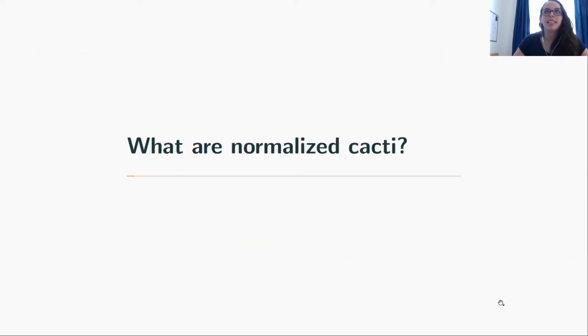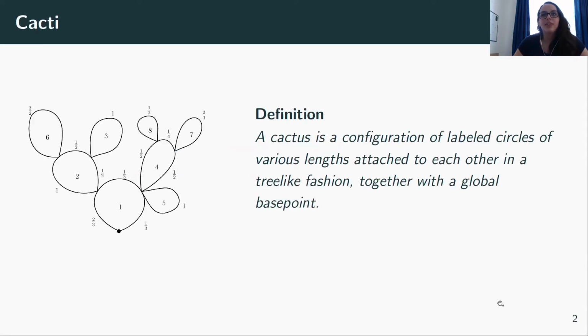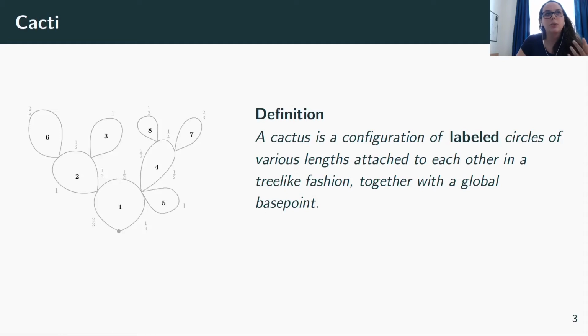So what are these things? Well, to start off, you should think of a cactus as this picture. And I'm going to unfold a little bit all the data that is in there. So a cactus is a configuration of labeled circles. What I mean by labels is that each circle, which I call a lobe, comes with a number. So in this picture, I have a cactus with 8 lobes, and each of them comes numbered. And you can see this is a way in which the symmetric group can act, just by permuting these labelings.